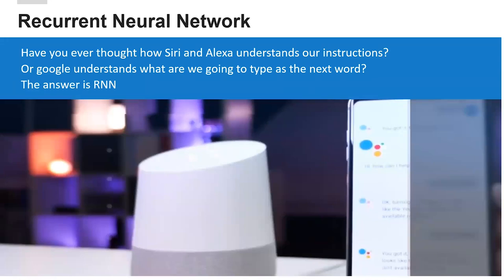So we have already talked about CNN, which is the convolutional neural network. We'll talk about the recurrent neural network now. If you have seen these devices which work with voice commands like Siri or Alexa, or if you're using a smart TV, you can use the voice command button to play a song or watch a movie. Now, how do they understand our instructions? Or how does Google understand what we are going to type as the next word? The answer is recurrent neural network.